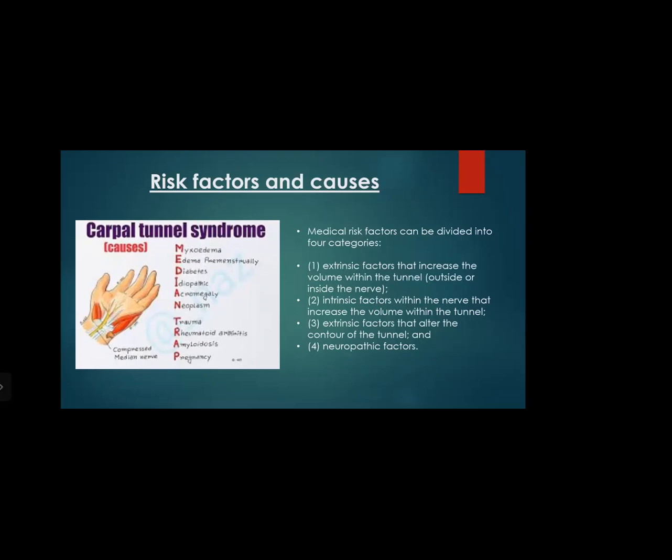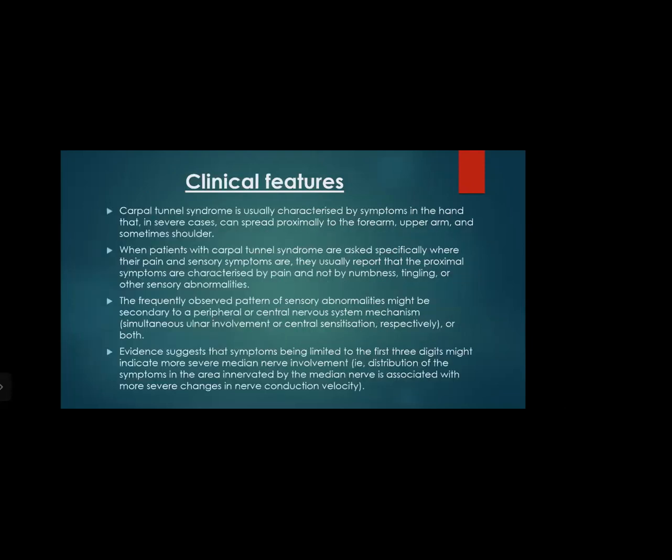Then the risk factors can be divided into 4 categories. The first one is the external factors that increase the volume within the tunnel, outside or inside of the nerve. Then intrinsic factors within the nerve that increase the volume within the tunnel. The third is intrinsic factors that alter the contour of the tunnel, and the fourth one is the neuropathic factors. Then the clinical features of carpal tunnel syndrome are usually characterized by symptoms in the hand. In severe cases they can spread proximally to the forearm, upper arm, and sometimes the shoulder.